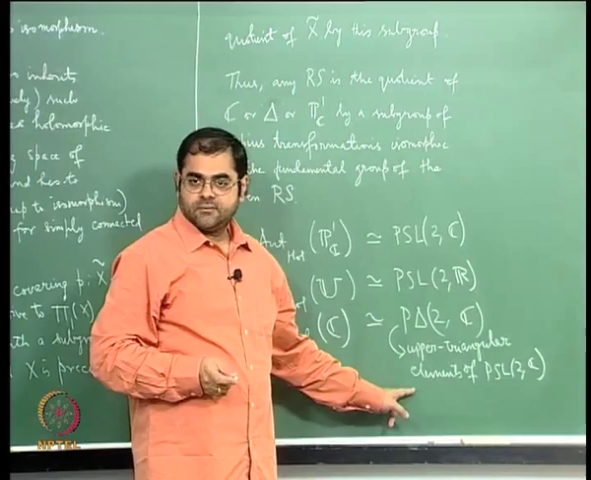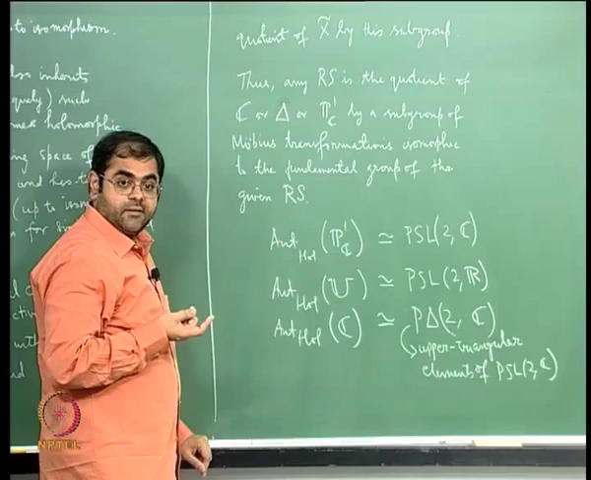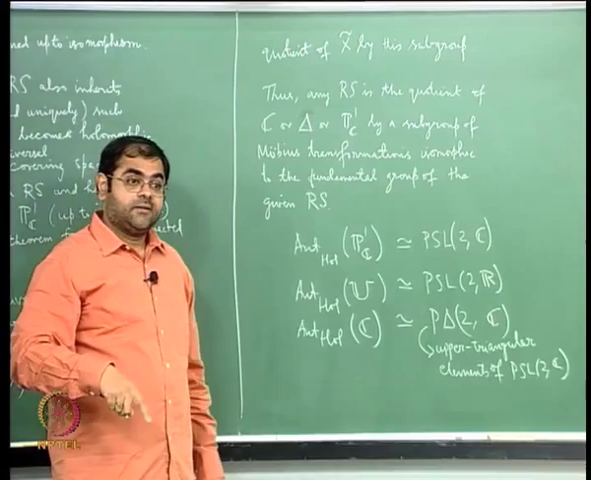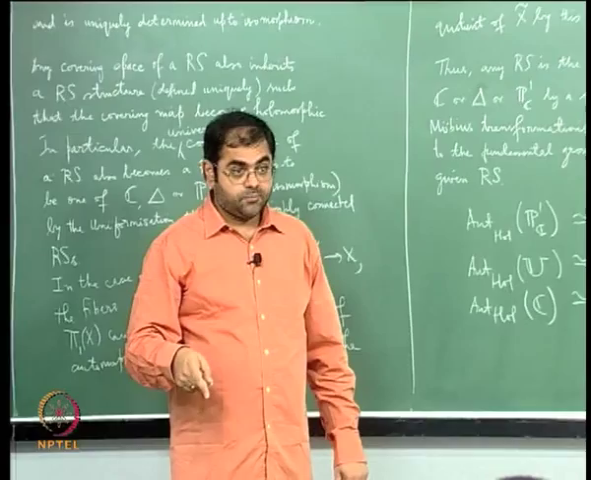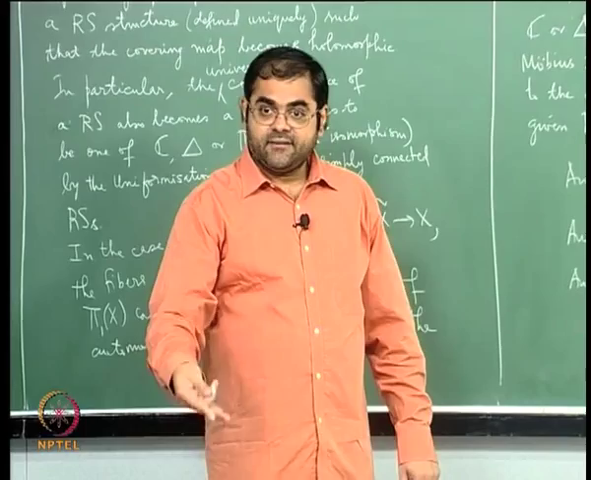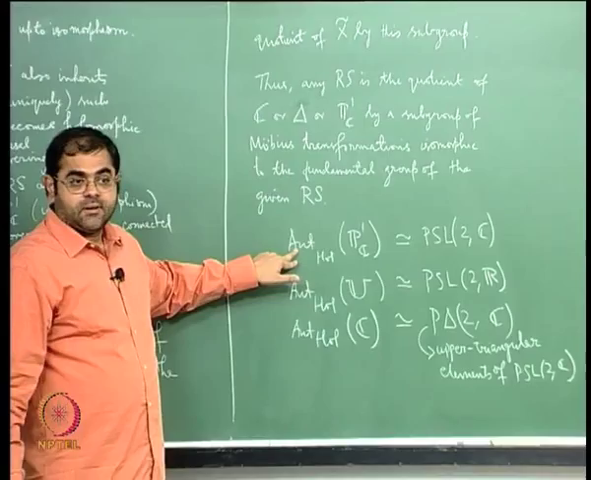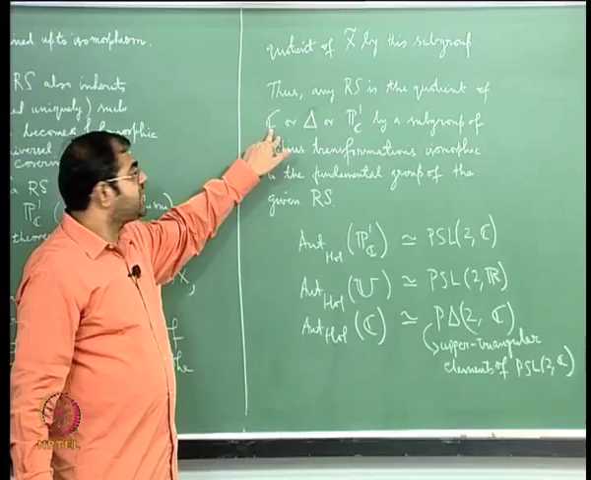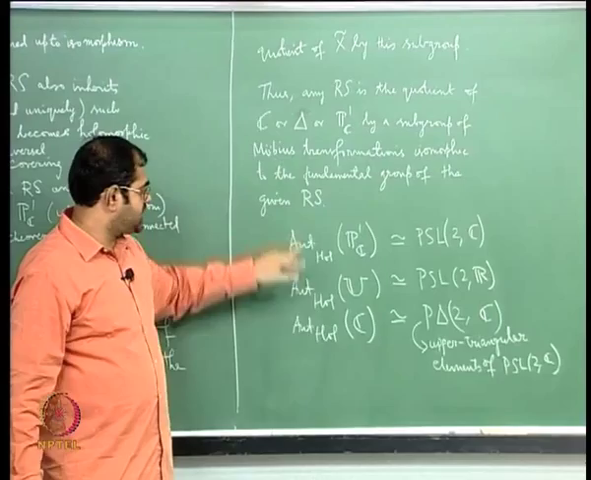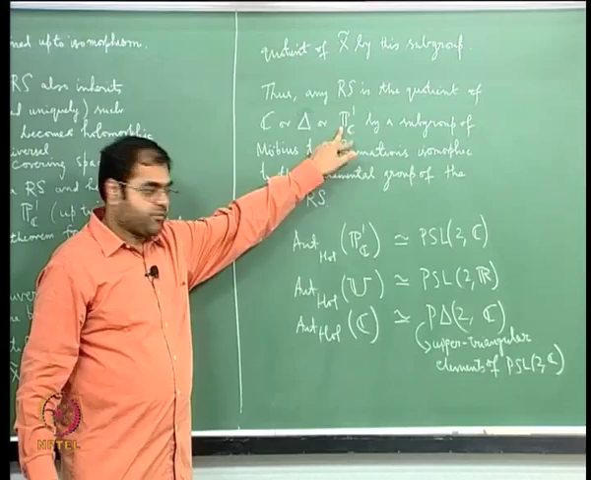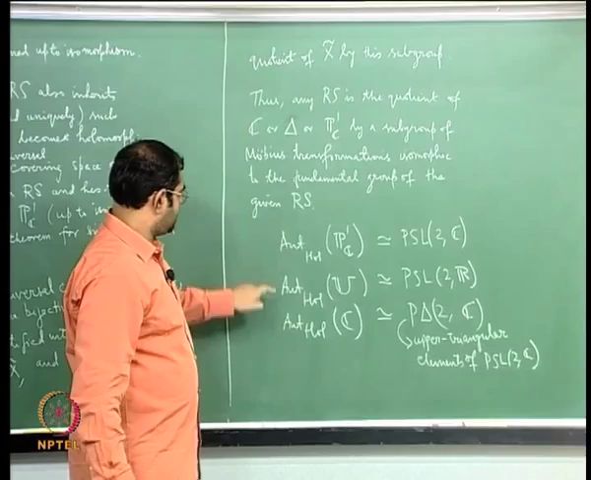So the moral of the story is that you have to study certain subgroups of these groups which have the possibility of occurring as the fundamental group of the topological space underlying a Riemann surface, and then that Riemann surface is gotten by going modulo that subgroup from the covering space. So this corresponds to the covering space C, this corresponds to delta or U, and this corresponds to the universal covering space P1.